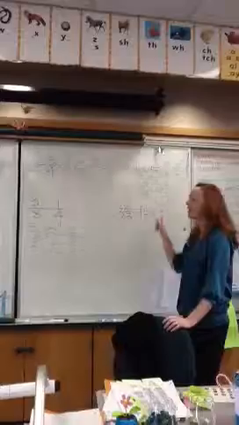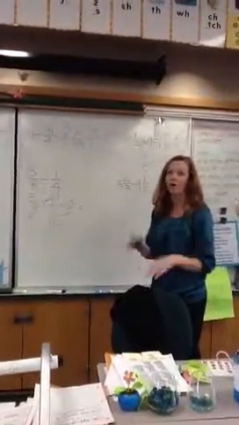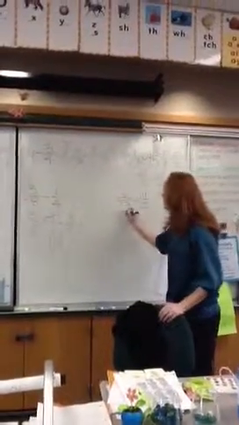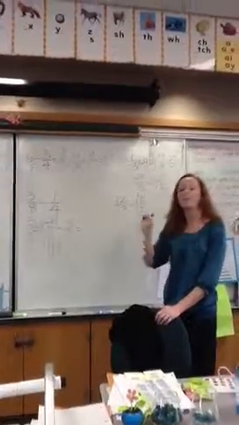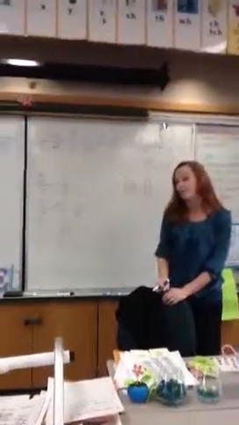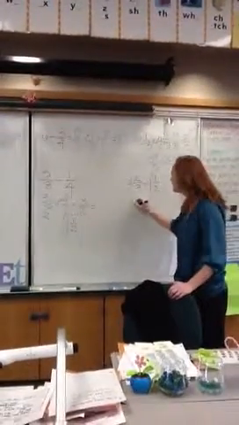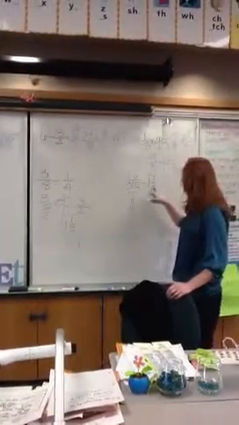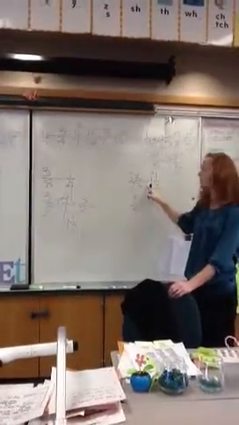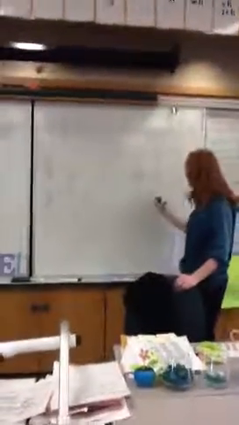Last problem is 3 2/3 divided by 1 1/2. Every single step of this problem you know how to do and you've done before. It's just a matter of putting it all together. First things first. Mixed numbers need to be turned into improper fractions. 3 times 3 is 9. 9 plus 2 is 11. Denominator of 3 stays the same. Same thing over here. 2 times 1 is 2, plus 1 is 3, over the denominator of 2.